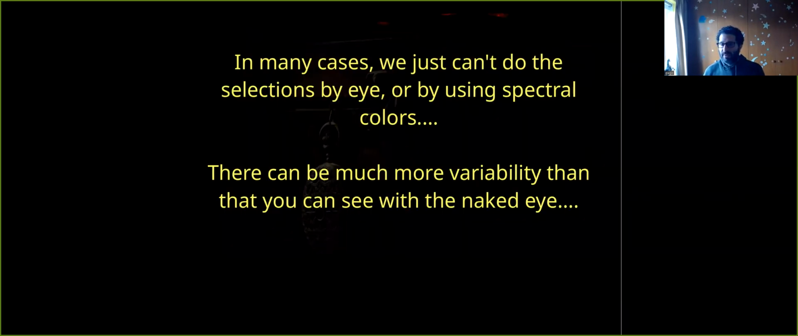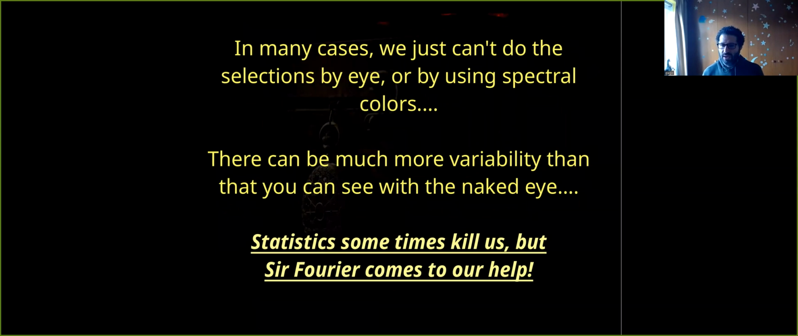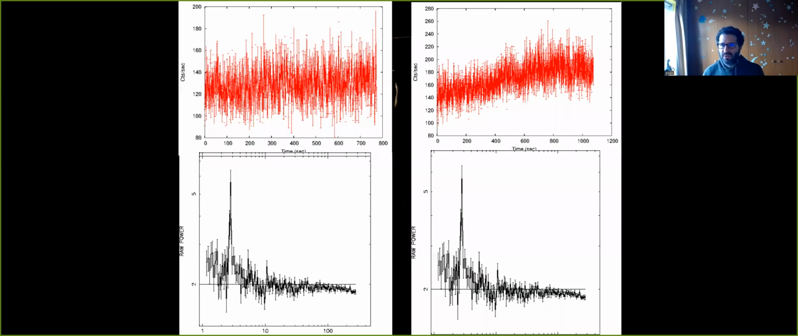But so far, we were doing this by eye. In many cases, we can just do that selection by eye or using spectral colors, because literally you don't see the oscillations as clear as there. So basically, the bottom line is statistics kill us, but we have some guy, Sir Fourier, that comes to our help. So this is actually the light curve that I wanted to show you.